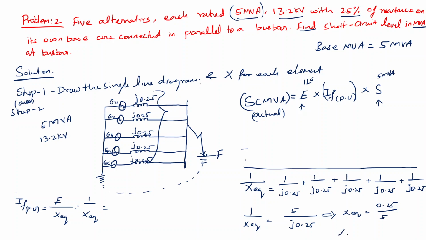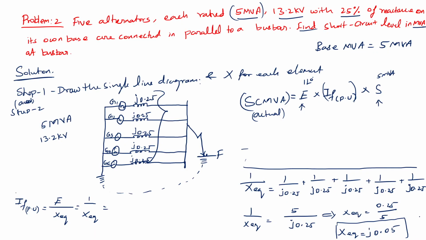So what is the value of X equivalent then? What is the value of X equivalent? I'll write j. Everywhere j will come, so wherever I missed, you assume there is j. Okay, j 0.05 is my X equivalent value, because all are in parallel. All are in parallel, so X equivalent value is j 0.05. So if I put IF per unit, 1 divided by j 0.05 is my IF.